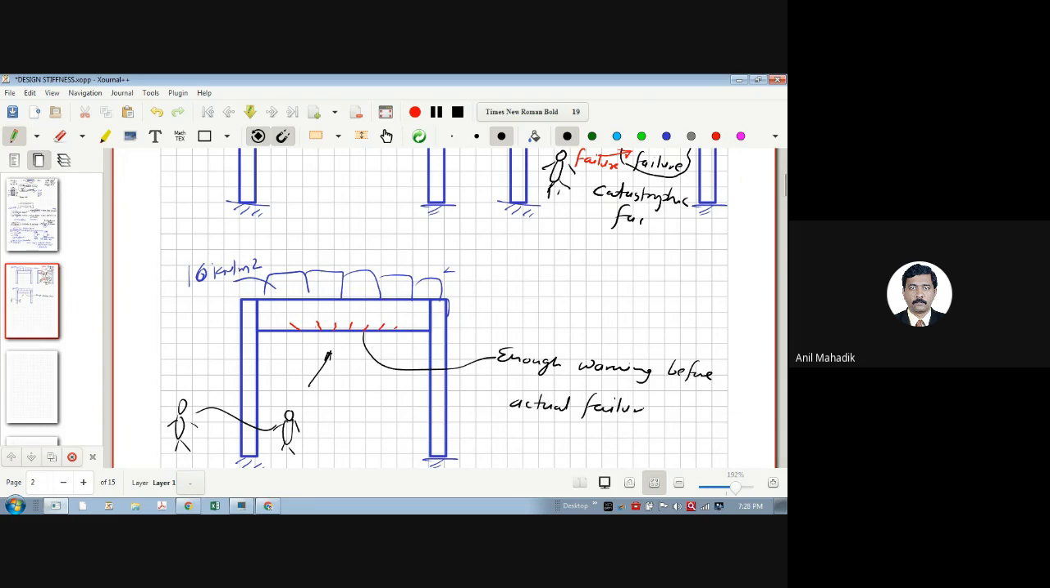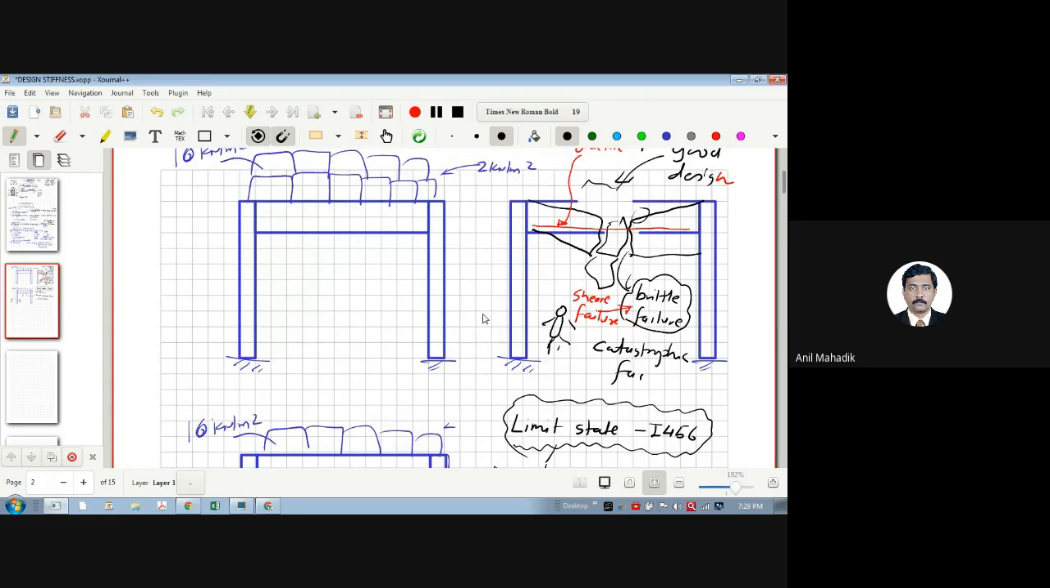So whatever our IS codes are, whatever permissible stresses are given in the IS code, whatever the design philosophy, that is limit state design, this limit state design in IS 456 is taking care of this point, that we should get enough warning before actual failure. So this criterion is given in IS 456, and whatever permissible stresses we have depend on this only, that it should give enough warning. So it's a very important criterion as far as the design is concerned.